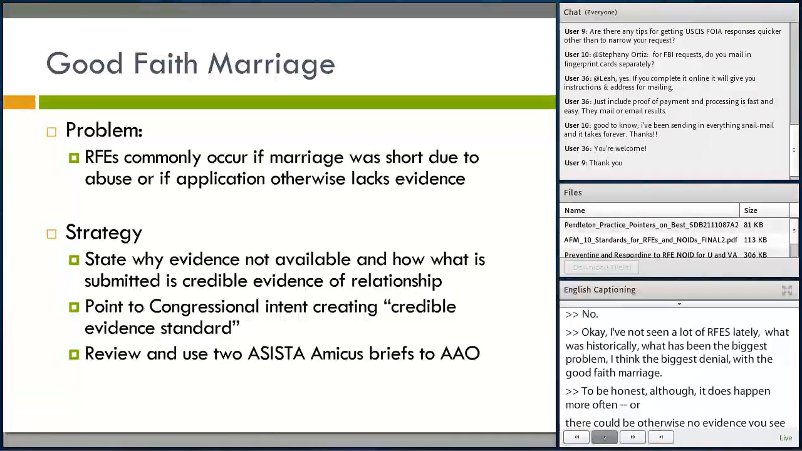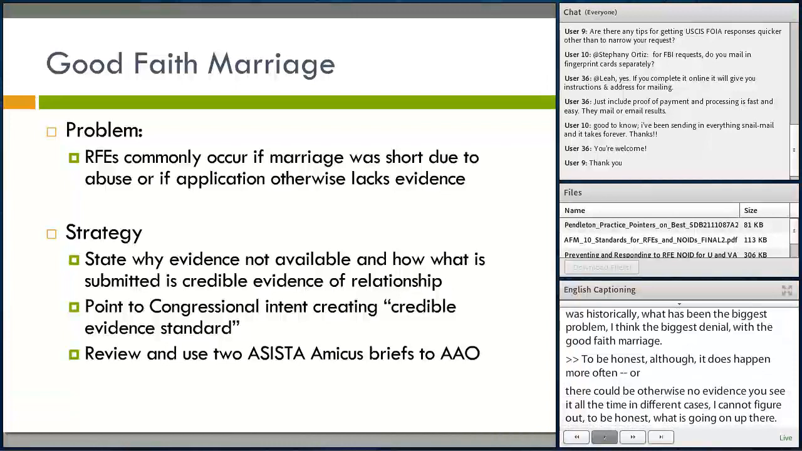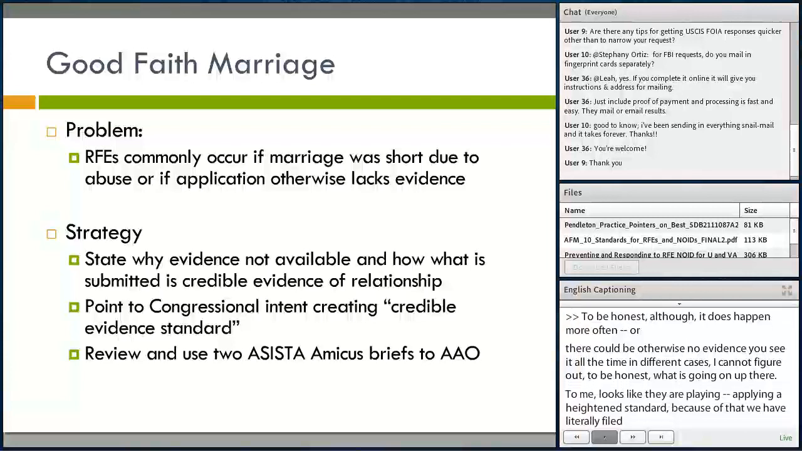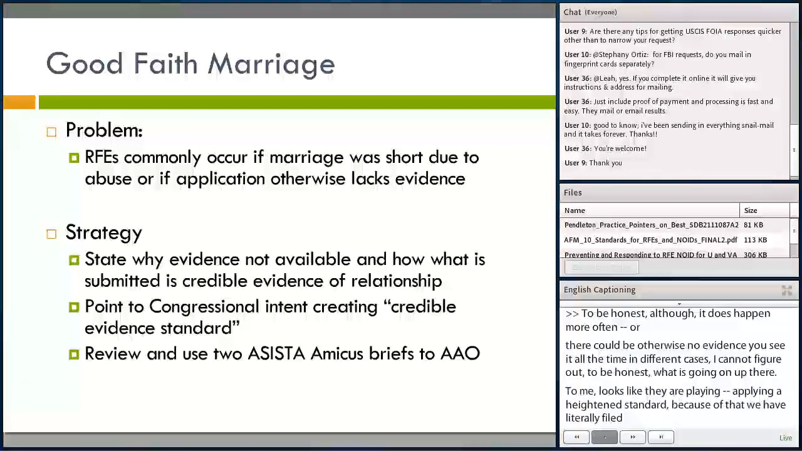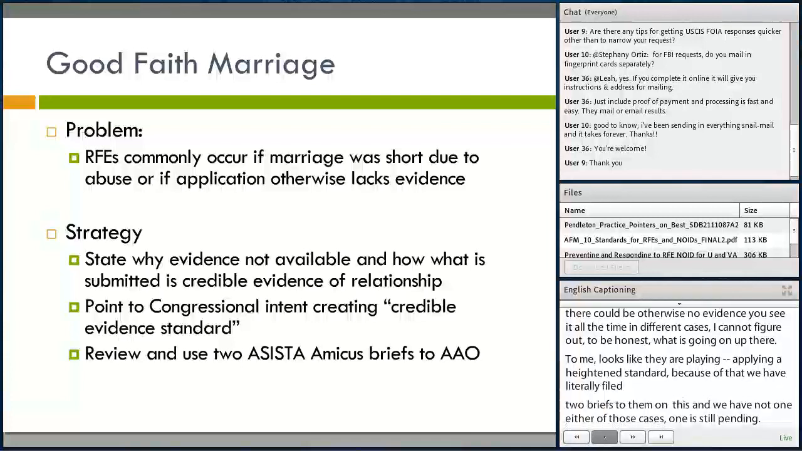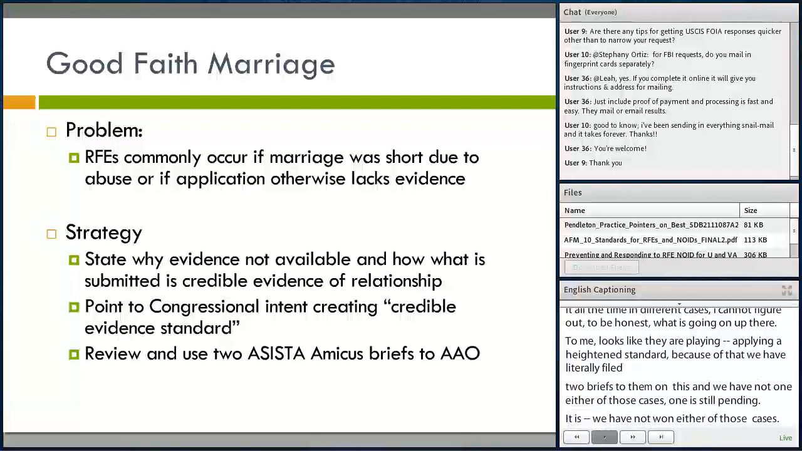I really can't figure out, to be honest with you, what's going on up there, because to me it looks like they're applying a heightened standard to VAWAs for good faith marriage than they are for regular family-based, which is the opposite of what they're supposed to be doing. Because of that, we've literally filed 2 amicus briefs to the AAO on the problems of good faith marriage. I don't think we've won either of those cases. I think one is still pending. But we put those on our website in a Word format so you can literally cut and paste the legal arguments and apply them to your client's facts.